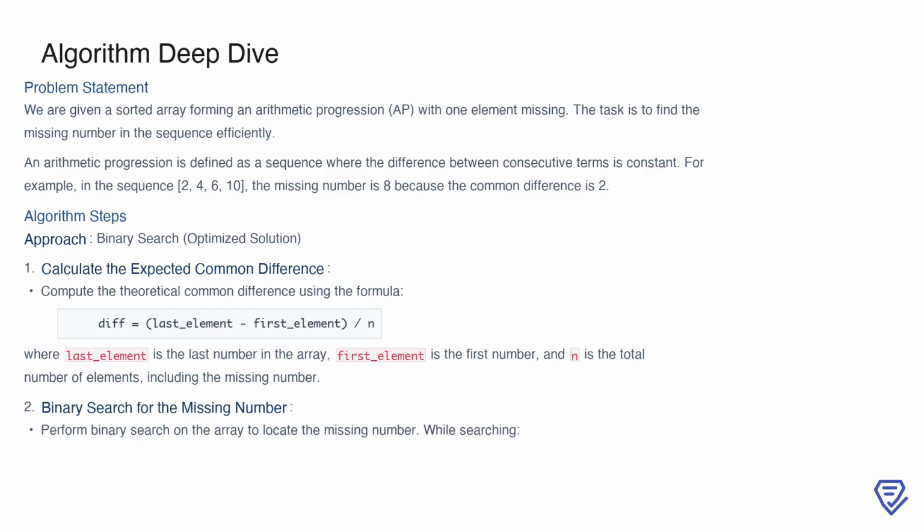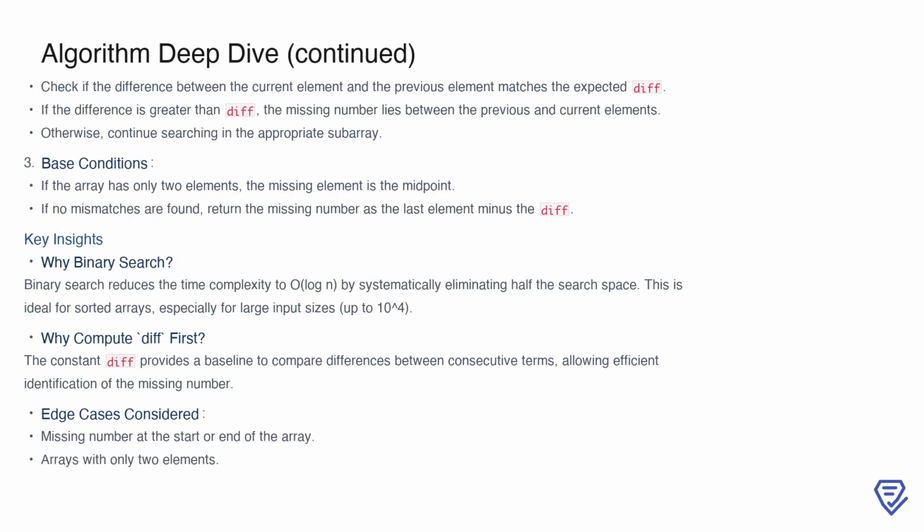The first step is to calculate the expected common difference, which we can compute using the formula (last_element - first_element) divided by the total number of elements, including the missing one. Once we have this diff, we can leverage binary search to efficiently locate the gap in the sequence where the missing number lies. Using binary search, we systematically narrow down the search space to pinpoint the missing number.